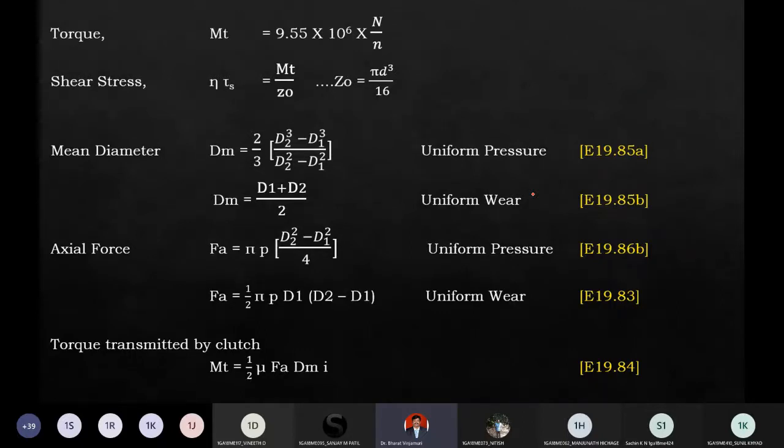The first one is the torque. What are you going to find in this case? You will be finding Mt from this equation. The equation you are going to use is 9.55 into 10 power 6 multiplied by capital N by small n.